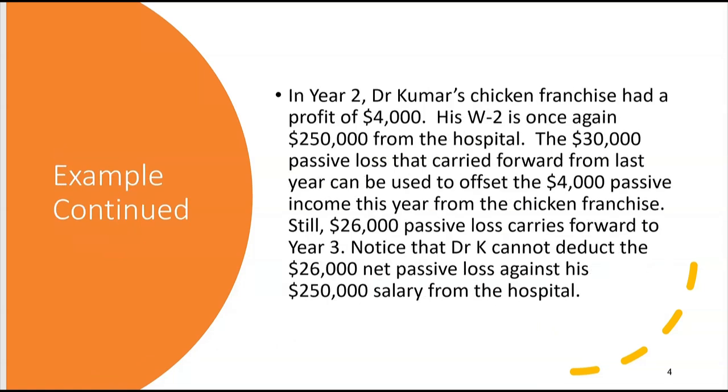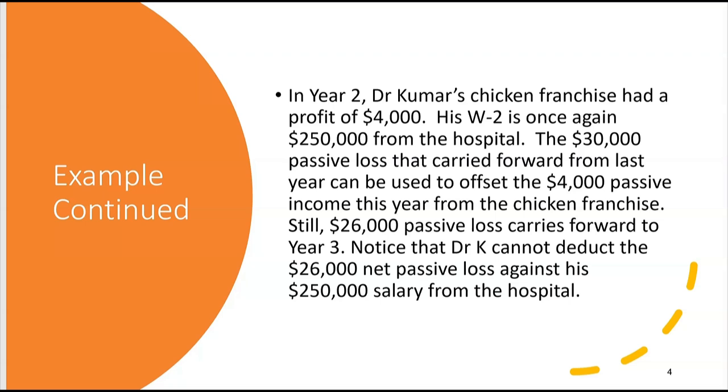So we go to year 2, and in year 2, Dr. Kumar's chicken franchise had a profit. Remember, last year was a loss of $30,000. This year's a profit of $4,000. His W-2 from the hospital is once again $250,000. Well, the $30,000 passive loss that carried forward from last year, that can be used to offset the $4,000 of passive income this year from the chicken franchise. So we can take the $4,000 passive income and offset it with the $30,000 passive loss that carried forward from last year. Still, there's a $26,000 passive loss that can't be used yet, so that'll carry forward to year 3.